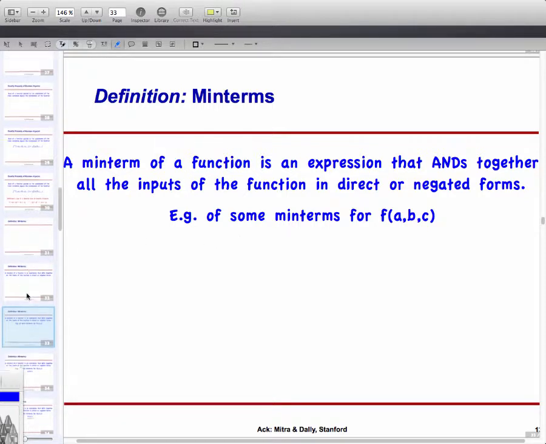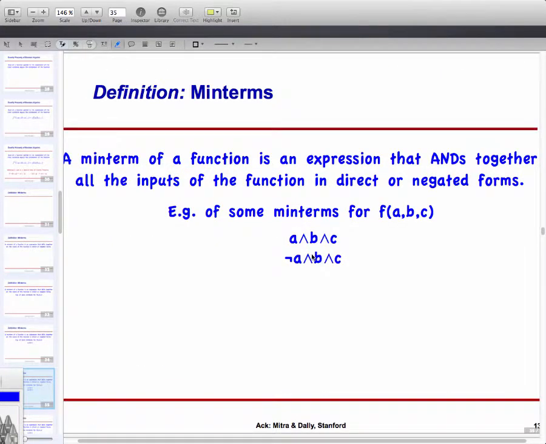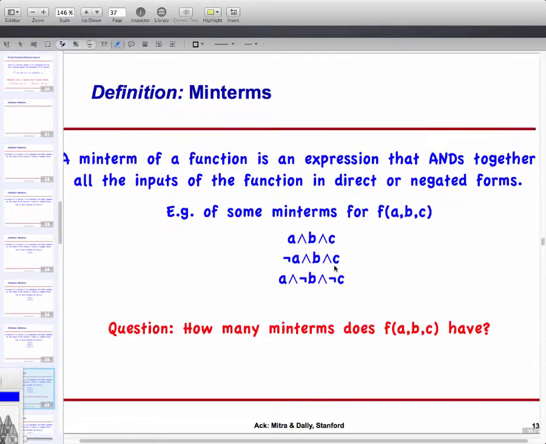So for example, let's say I have a function with three variables A, B, and C. Then some possible minterms are A and B and C. Another possibility is not A, not B, not C. Another one is A and not B and not C. I'm just listing some of them out. How many minterms do you think this function has?